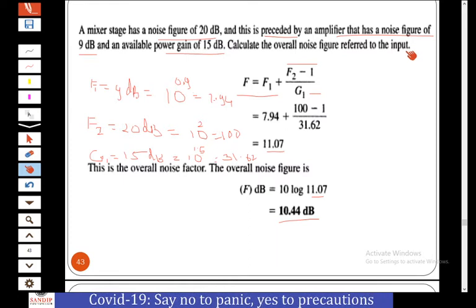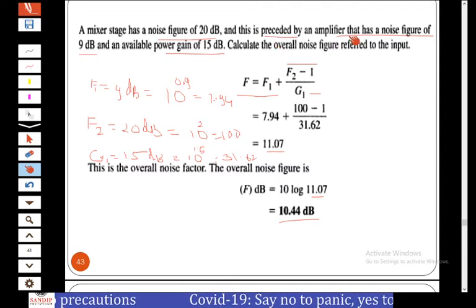So first of all, note down what is given. The given data is the noise figure. The noise figure of the mixer is 20 dB. This is preceded by an amplifier, meaning the amplifier comes first, whose noise figure is 9 dB and the available power gain is 15 dB.